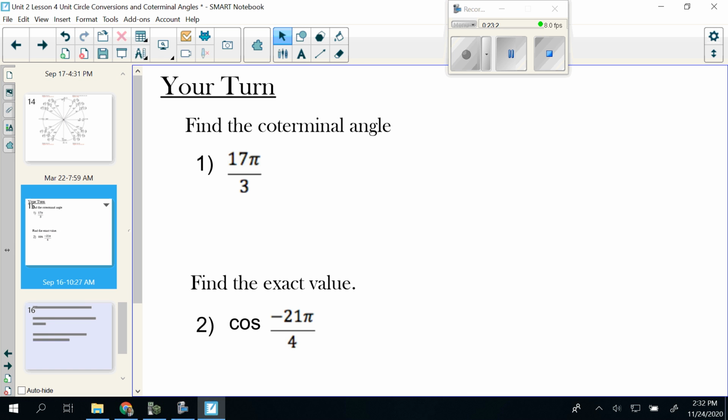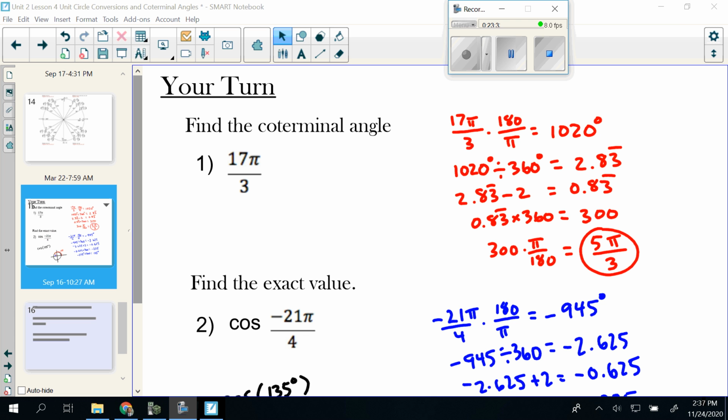Let's have you pause the video, see if you can do these two, find the coterminal angle for number 1 there, and see if you can find the exact value for 2. All right, let's see how you did.